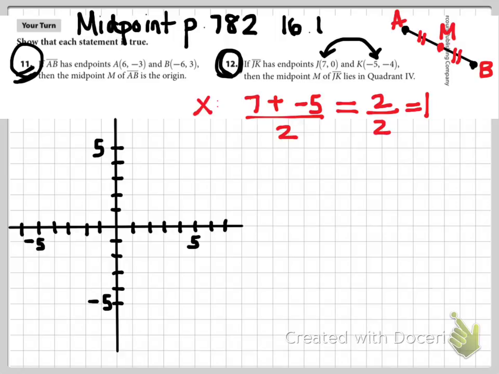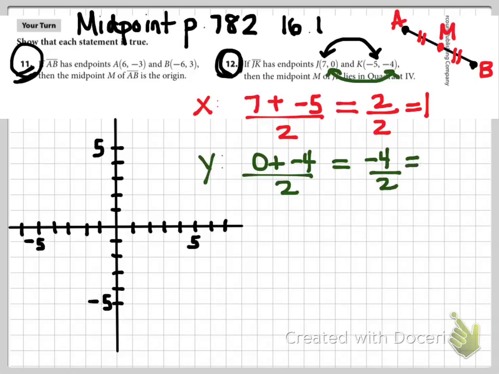Let's do the same thing with the y's. All right, so on the y's, let's find the average of those 2 y's. 0 plus -4 divided by 2. So -4 divided by 2 is just -2. So we think our midpoint is at 1, -2.